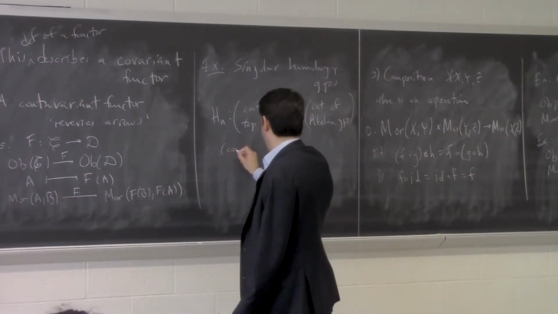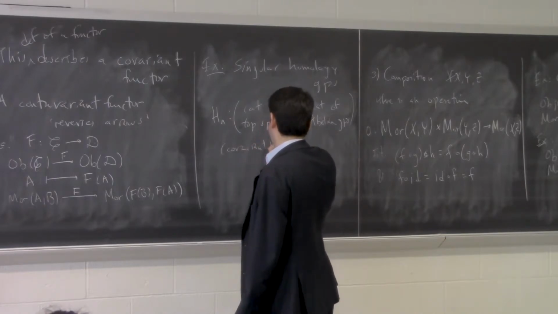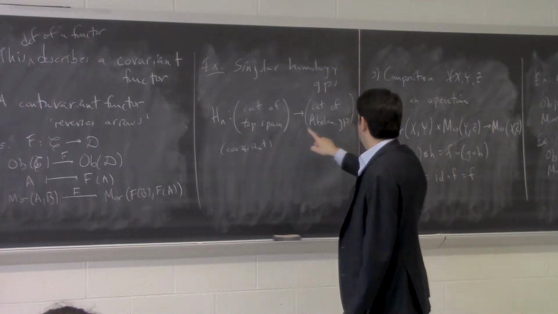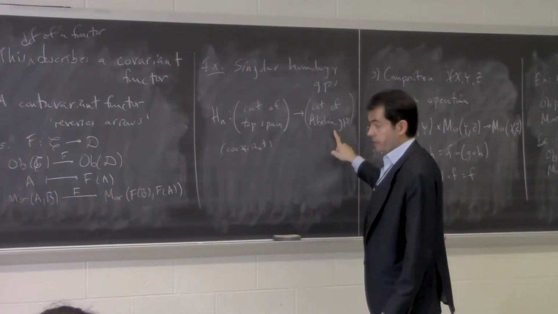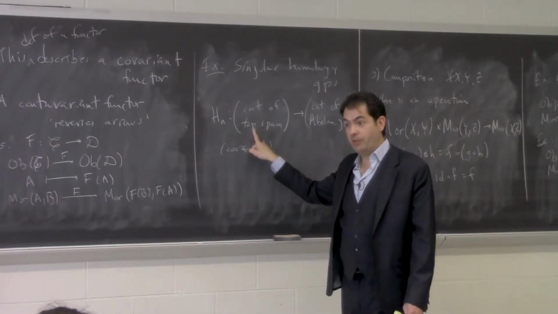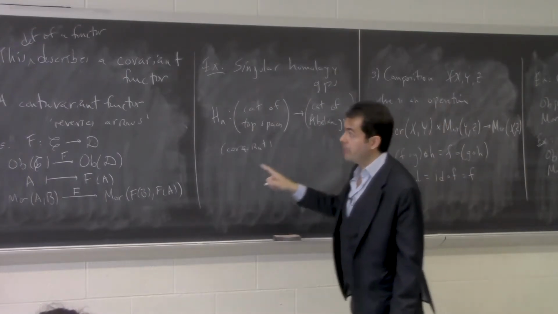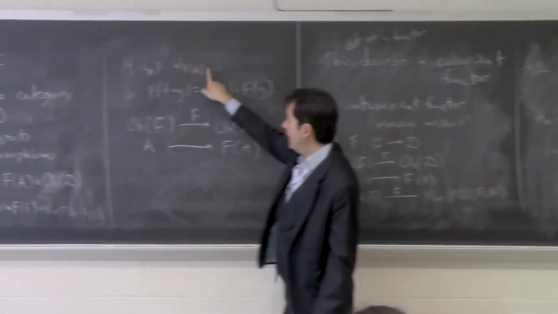So it's covariant. If you have topological spaces, you get abelian groups. If you have a map between topological spaces, you get a map between the homology groups, and those maps preserve the identity and composition.